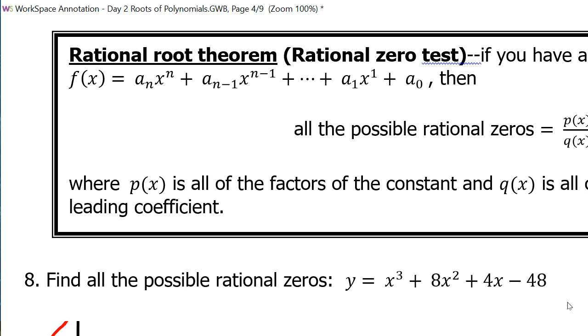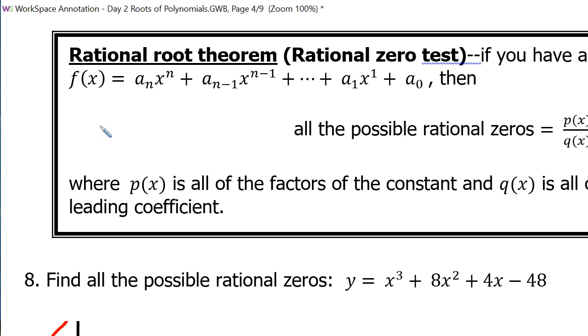Okay, on the back, here's some definitions for us. The first one is called the rational root theorem, and it's also called the rational zero test. And it says that if you have a polynomial in standard form, then all the possible rational zeros, and what does zeros mean? X-intercept. So all the possible x-intercepts are this ratio P of x over Q of x. Now that makes no sense until you read that next line.